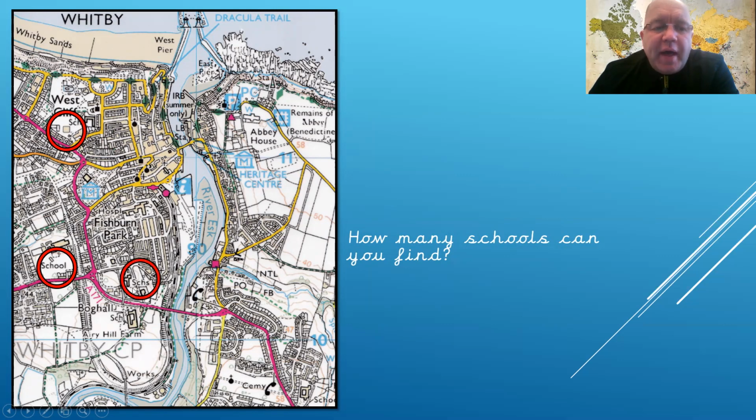No, because there's another one there. So there's three. Oh, and just a little bit south of that one, we've got another one. So 1, 2, 3, 4. Is that all of them? No, it's not. Hopefully you spotted there's one more just on the edge of the map down here. So 5 schools in that section of the map. Well done if you spotted all of those.